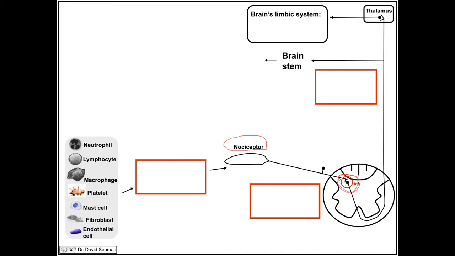This red circle represents central nervous system cells called glial cells, and they release chemistry into this area between these two neurons called the synapse, which then influences the excitability of this neuron here. That's often called the pain transmission neuron that takes information from the spinal cord up into the brain where we experience pain. And all of these connections are influenced by body chemistry.